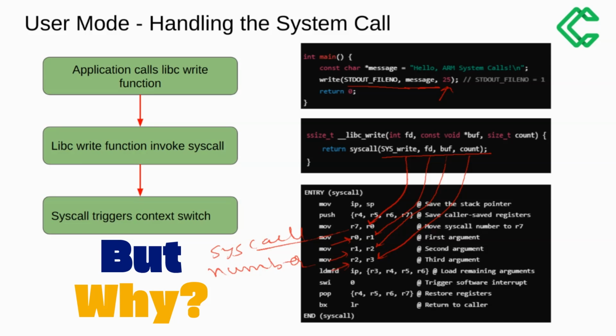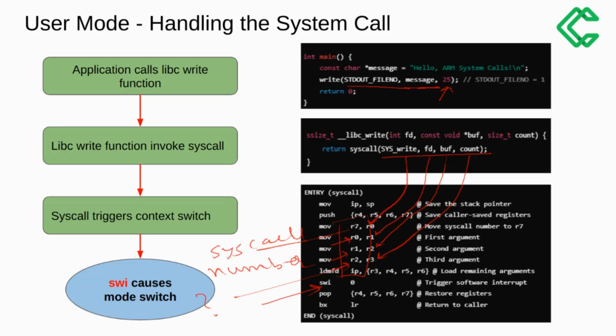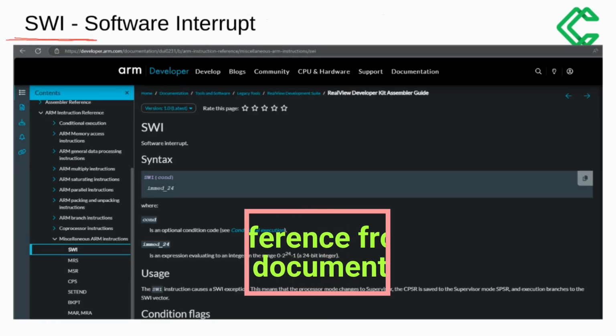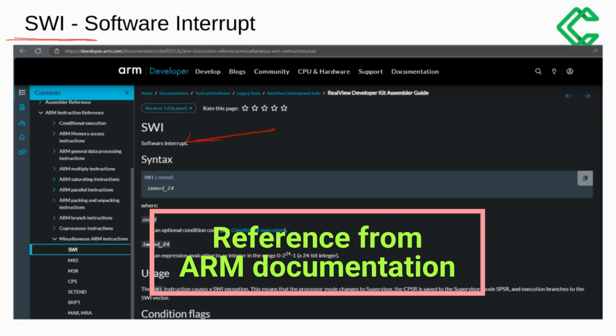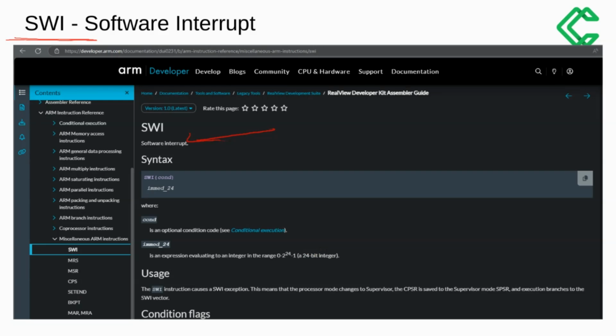But why are we placing these arguments in the R7, R0, R1, and R2 registers? We'll understand this in a while. But for now, let's assume all these arguments are placed in these registers. Now, how does the mode switch happen? The mode switch happens because of the SWI instruction. SWI is a software interrupt instruction. It causes a software interrupt and the mode changes from user mode to kernel mode.